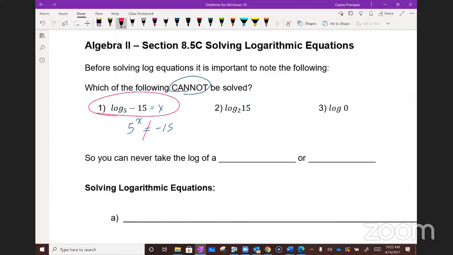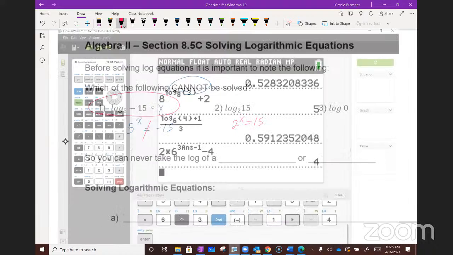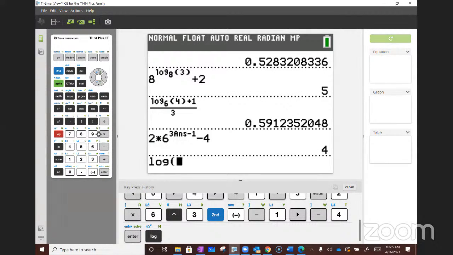Could we plug this one into our calculator, log base 2 of 15? We could. 2 raised to a power will give me 15. If I plug in log base 2 of 15, I will get an answer. So that one can be solved. In fact, if I don't even want to think through it, I could just plug it into my calculator and say, what's log of 0? And my calculator should tell me if it works or not.